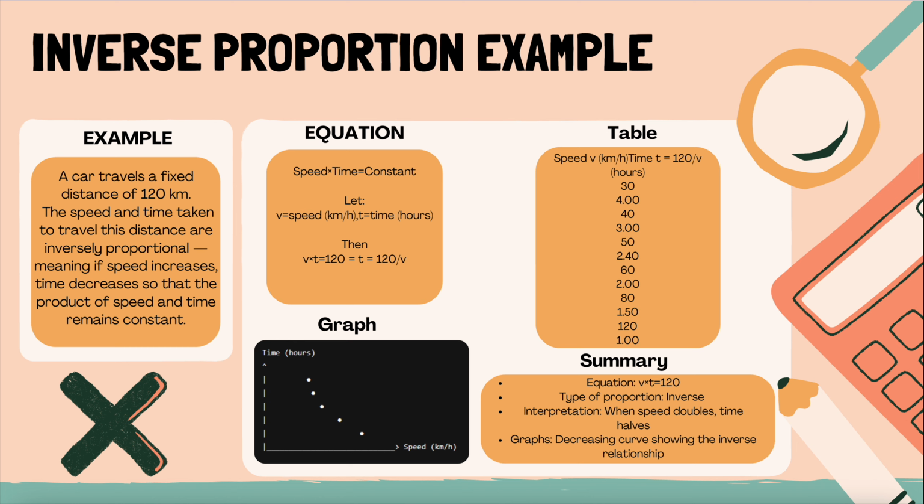But if it goes 60 kilometers per hour, it only takes 2 hours. And at 120 kilometers per hour, it only takes 1 hour. Our graph shows this: as speed increases, time decreases. The curve goes downwards, showing the inverse relationship. This makes sense because the product of speed and time always equals 120.